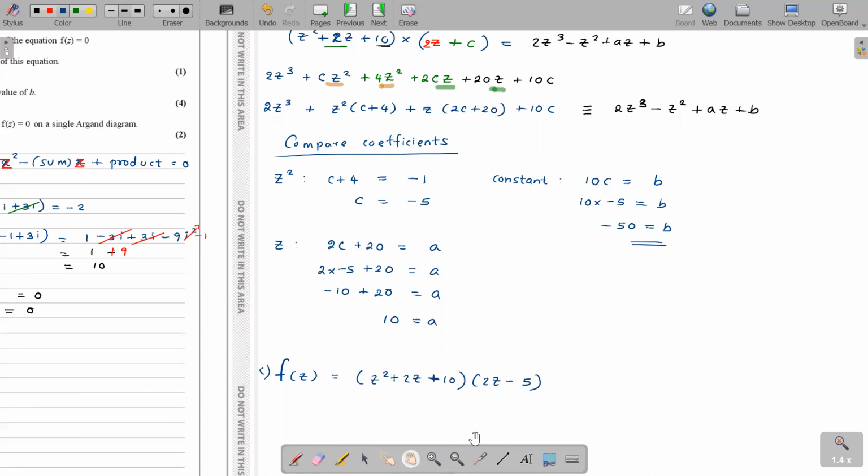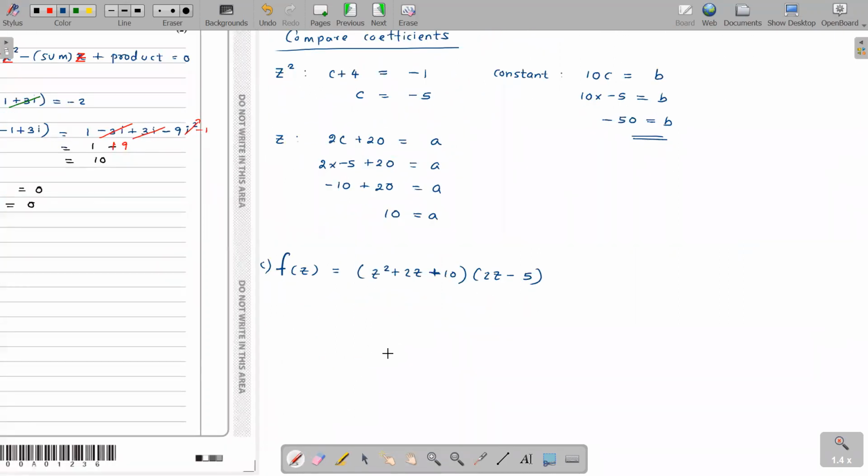So these are the two brackets I have. They want us to draw all the roots on the Argand diagram. So what are all the roots? Roots are when the f(z) equation is equal to 0. So z square plus 2z plus 10 equals 0 or 2z minus 5 equals 0. So basically I have the roots of this equation already, right? What are the roots? z equals minus 1 plus or minus 3i, because we already had it in part A. It was given to us, so we don't need to find it. And the other root is z equals 5 over 2.